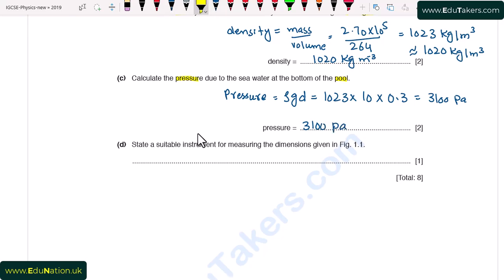Part D. State a suitable instrument for measuring the dimension given in figure 1.1. So we can measure the dimension that is given in figure 1.1 by using a measuring tape. So I write here by using measuring tape.